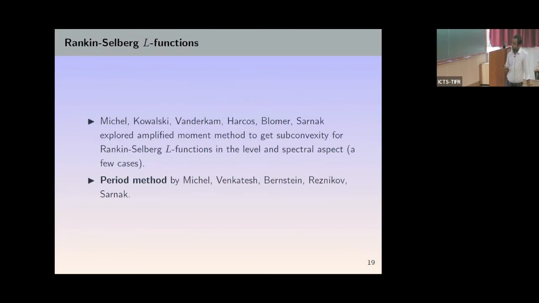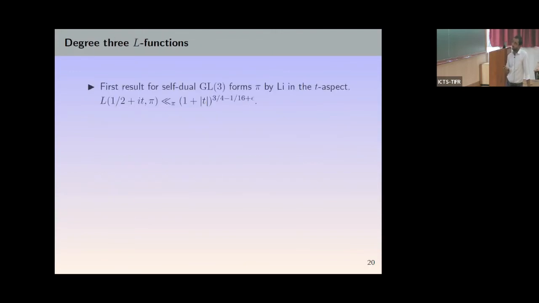For higher degree, degree 3 L-functions, the problem was open for a longer time. In 2011, the first result for such GL3 forms was obtained by Xiaoqing Li. She considered self-dual GL3 forms. Self-dual GL3 form means their dual is the same as them, and you can consider the symmetric square function, so they are self-dual. She showed that this L-value is bounded by T to the power 3/4 minus 1/16.